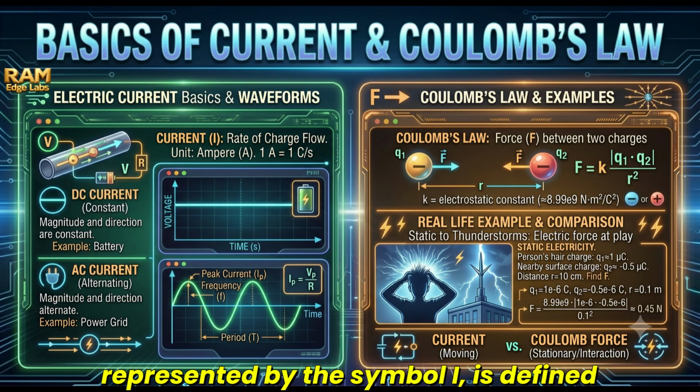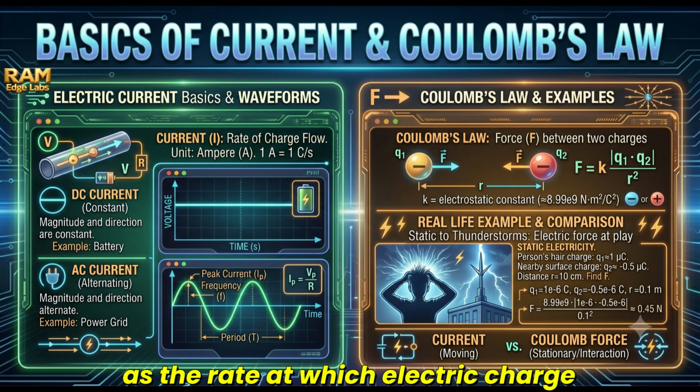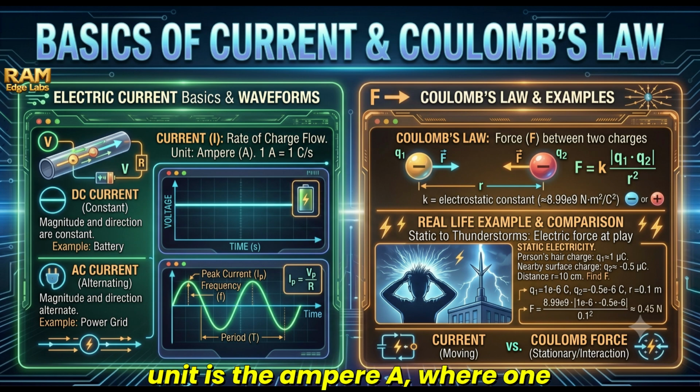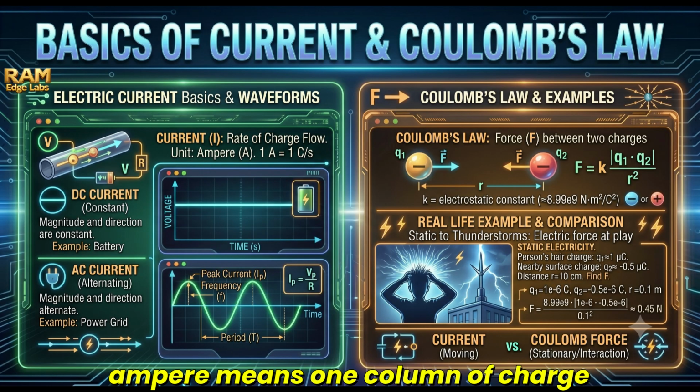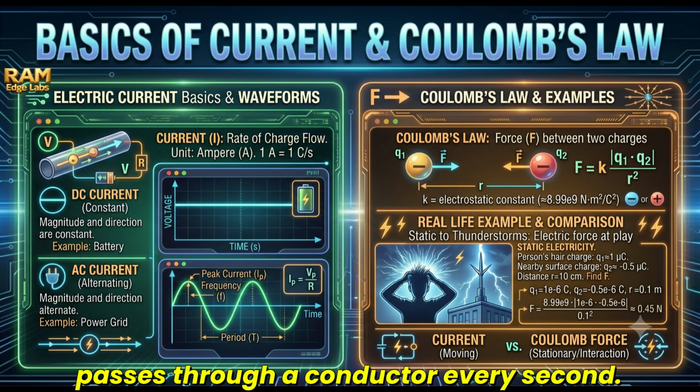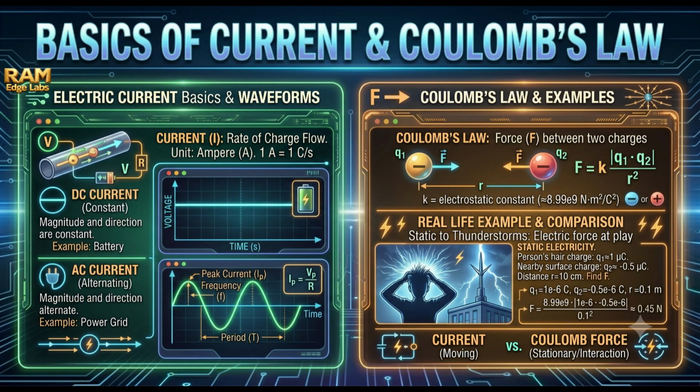Electric current, represented by the symbol I, is defined as the rate at which electric charge flows through a conductor. Its unit is the ampere, A, where 1 ampere means 1 coulomb of charge passes through a conductor every second. 1 A is equal to 1 C/s.